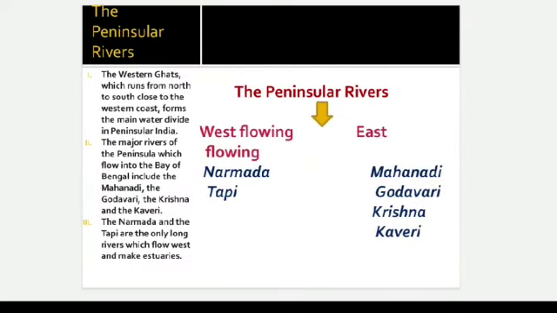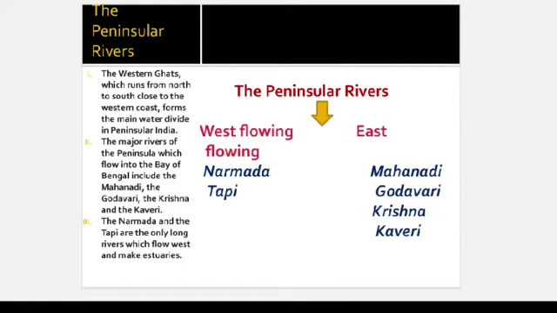Brahmaputra river is a braided stream. Now we come to the peninsular rivers. The Western Ghats form a water divide. These Western Ghats run from north to south close to the western coast. The major west flowing rivers are Narmada and Tapi and they drain into the Arabian Sea. The east flowing rivers are Mahanadi, Godavari, Krishna and Kaveri and they drain into the Bay of Bengal.